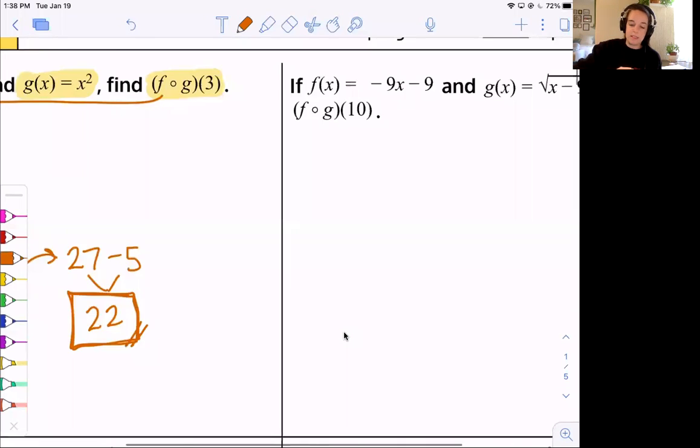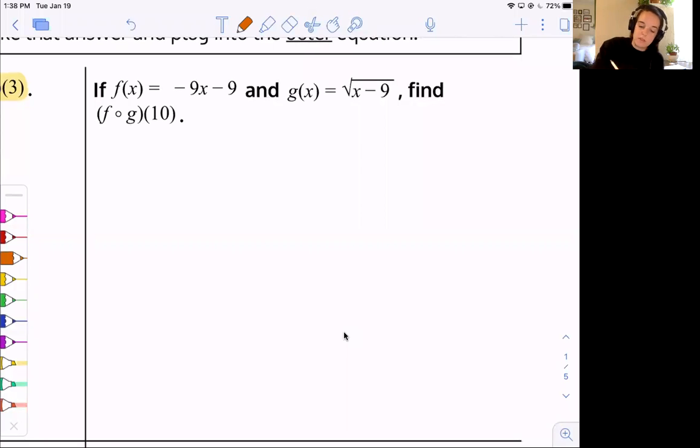So let's go ahead and work through this one. So in your notes, you're gonna write down f of x equals negative 9x minus 9. You're gonna write g of x equals the square root of x minus 9. And you're gonna write f of g of 10.